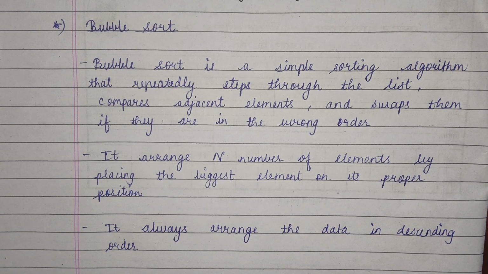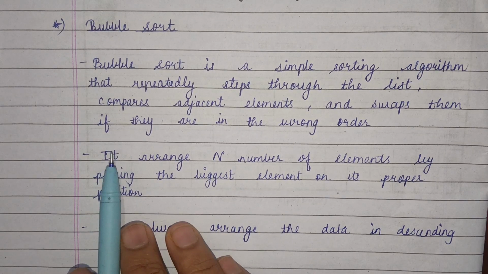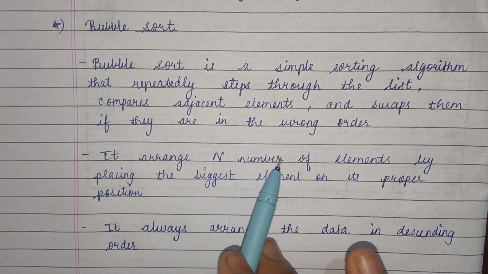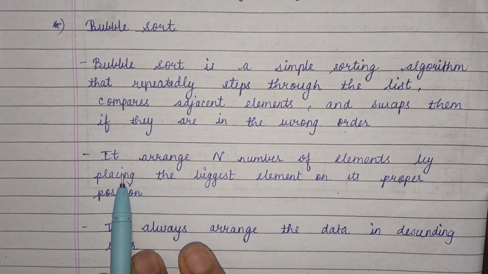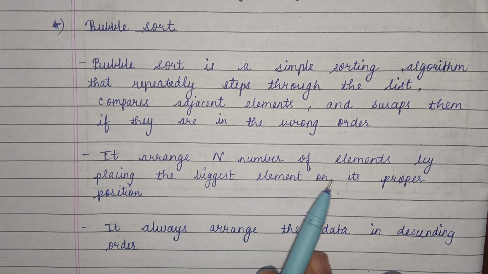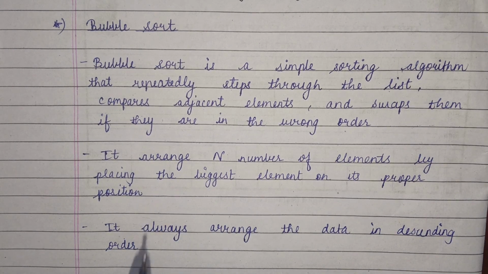Now the next point: it arranges n number of elements by placing the biggest number in its proper position. There are many numbers in the elements, so it places the biggest element in its proper position first, and then it arranges the other elements. We will see one example also.